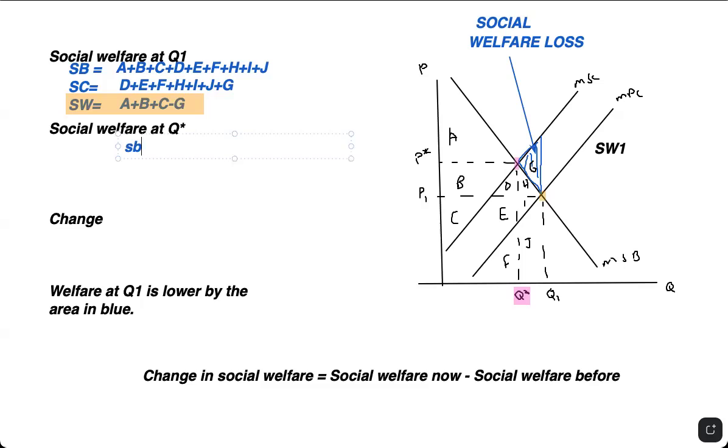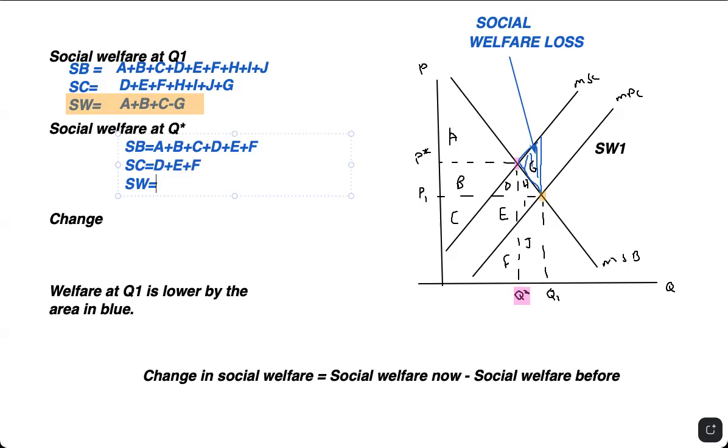Right, social welfare at Q star. So let's do it again. Social benefits would be the sum of all the benefits at Q star. So go until the MSB until Q star. A, B, C, D, E, and F. The costs, the area under the MSC until Q star. That gives you D, E, and F.